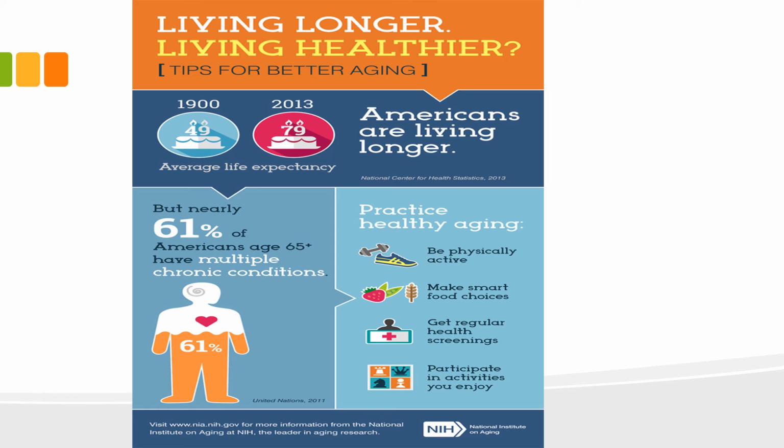Living longer, but is it living healthier? Nearly 61% of Americans aged 65 and older have multiple chronic conditions. However, we know that we are living longer because in 2013 the average age was 79, when in 1900 it was age 49. We can practice healthy aging by staying physically active, making smart, healthy food choices, having regular checkups with our practitioner, and participating in activities that we enjoy.